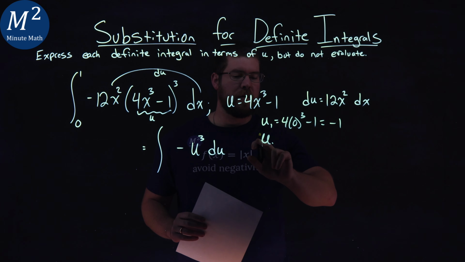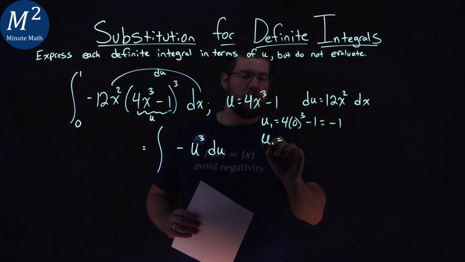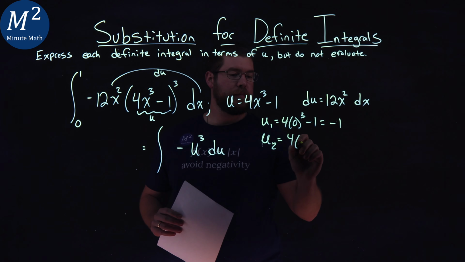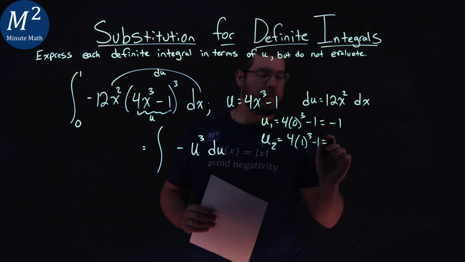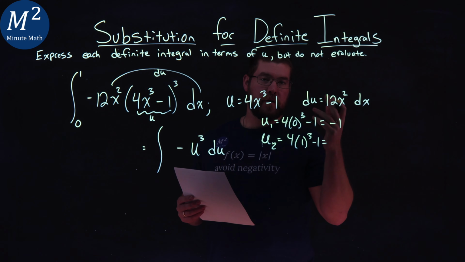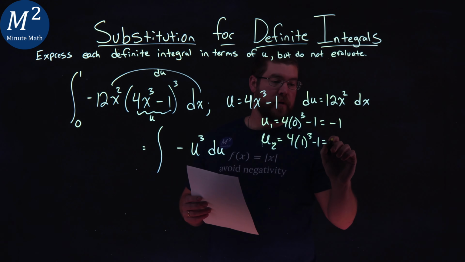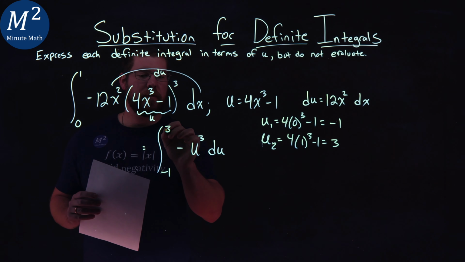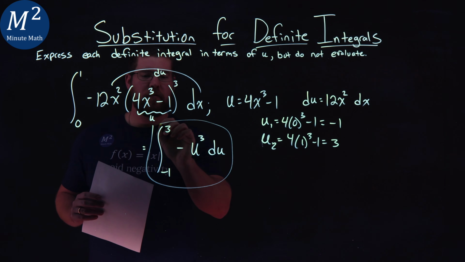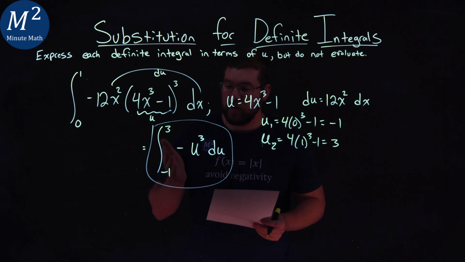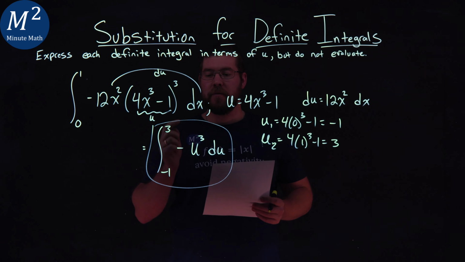That's u2. We have 4 times the second bound, 1 to the third power, minus 1. Well, 1 to the third is 1, times 4 is 4, minus 1 is 3. So our bounds now go from -1 to 3. And there we have it. Our final answer here, this integral in terms of u, is the integral from -1 to 3 of -u cubed du.